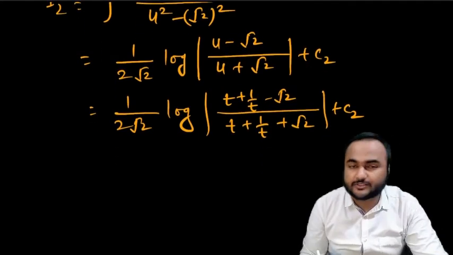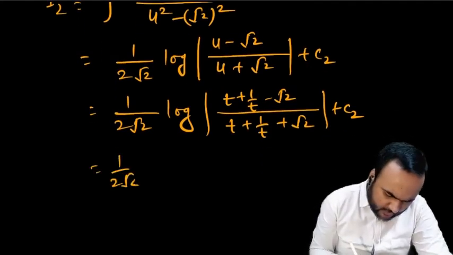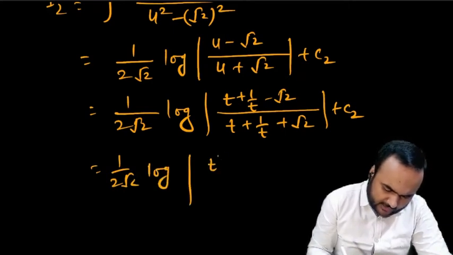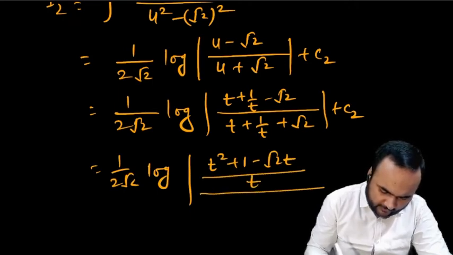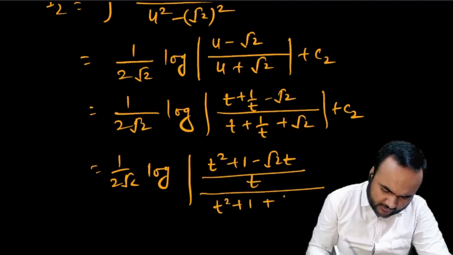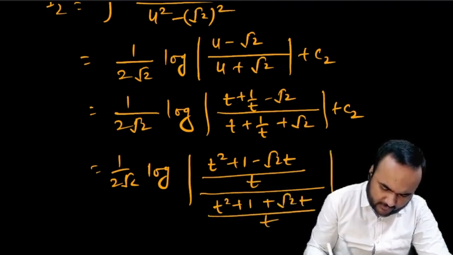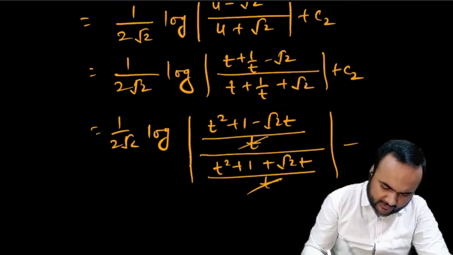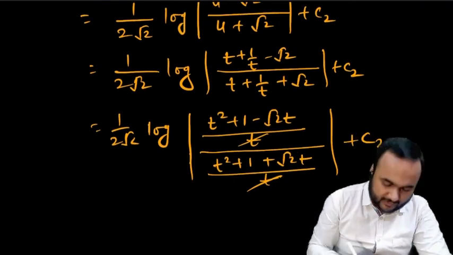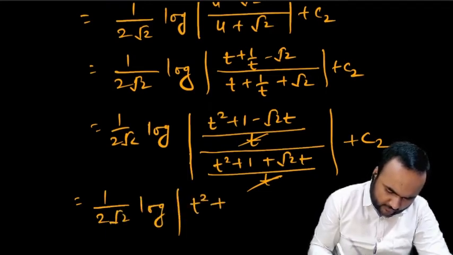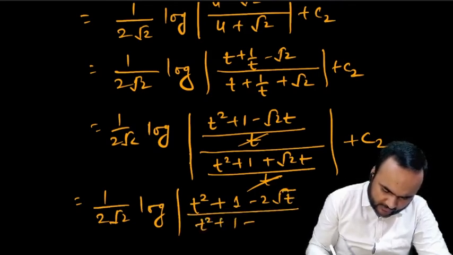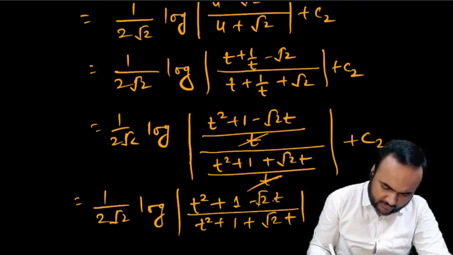Okay, and what was the value of t? Let me take the LCM first. So I can write it like this: t square plus 1 minus root 2 t divided by t square plus 1 plus root 2 t divided by t. Okay, so t and t will get cancelled out. So this whole integration will become: 1 upon 2 root 2 log mod of t square plus 1 minus root 2 t divided by t square plus 1 plus root 2 t, plus c2.